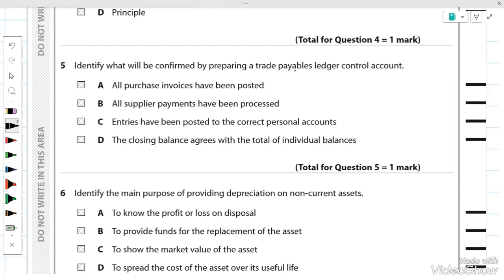But if we talk about the trade payables ledger, like your purchase ledger, in this we are basically maintaining the individual accounts. So we have to confirm our trade payables ledger control account balance with the individual accounts, so we can confirm that yes, of course, we have written the right amount in both ledgers. So yes, your D option is your right option.